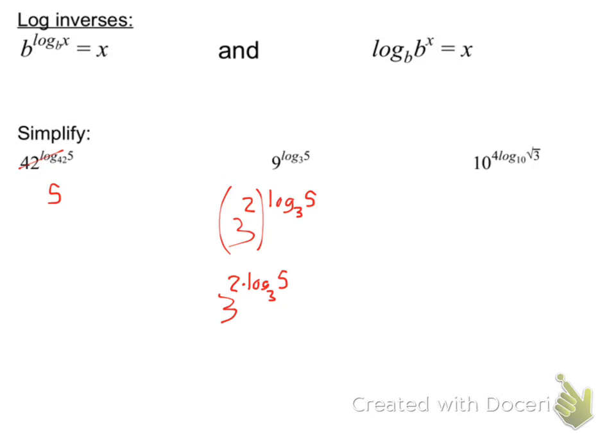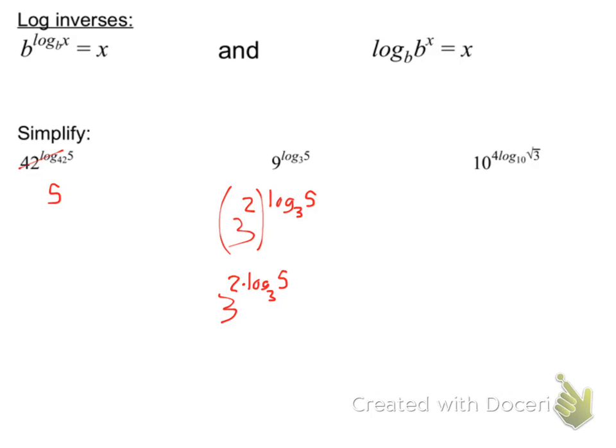Now wait a minute. First of all, I can only apply that inverse rule up above, that first one here, if the base and the log are basically next to each other, directly. I got a 2 that separates us. What can I do with the 2 that's out front of a log?